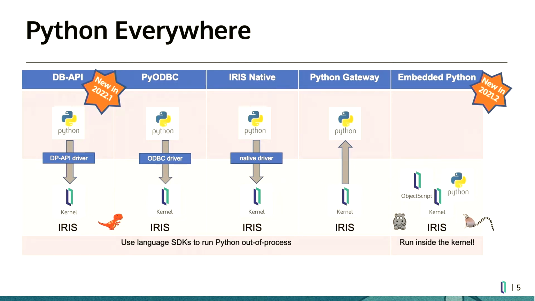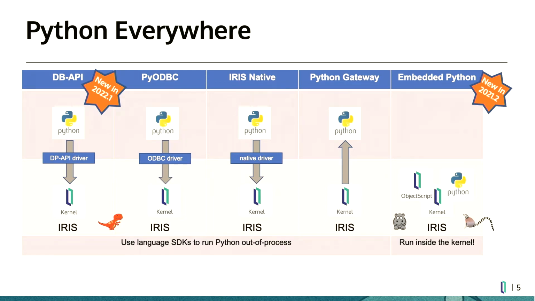Obviously, that doesn't work for everything on IRIS because we have a multi-model architecture. Everything is not relational. So IRIS native is a way to get at the global structure directly from Python. And that's our third way of being able to use Python with IRIS.